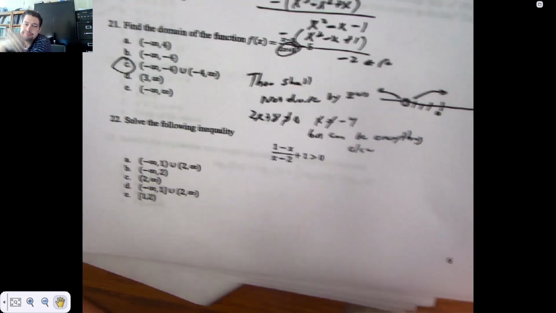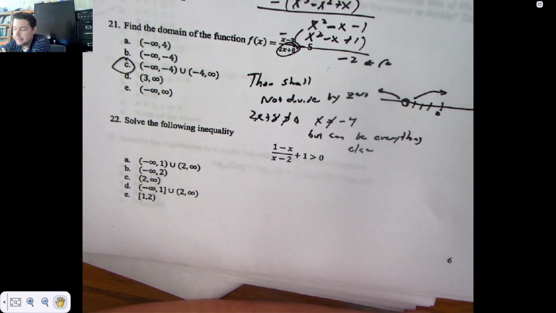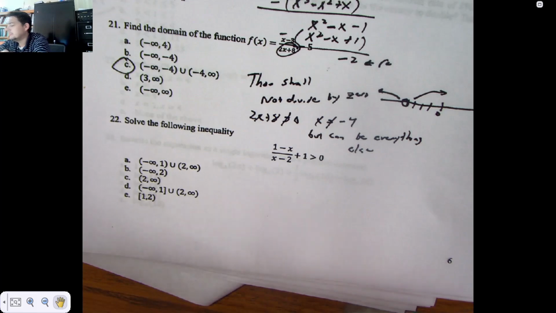Solve the inequality. I know how kids feel about inequalities, nothing I can do about it. You do need to put these two things together. The two terms on the left need to be added together. And what we'll do is, we can't just multiply by x minus 2 everything, because 2 is a critical value.